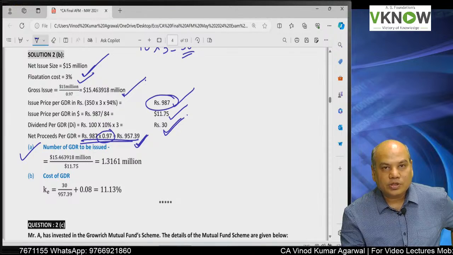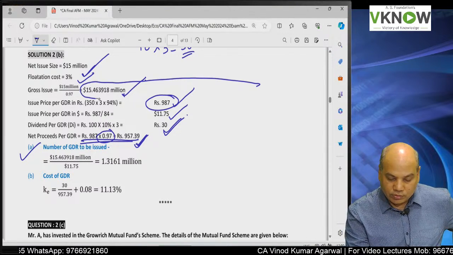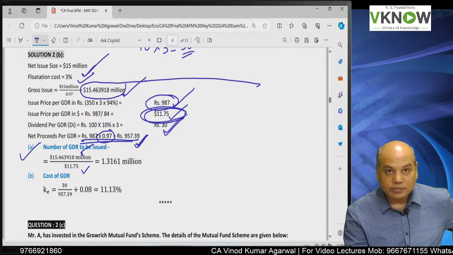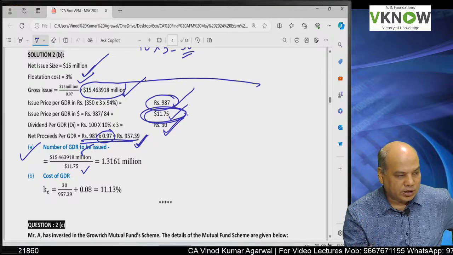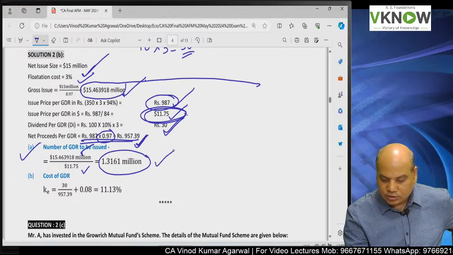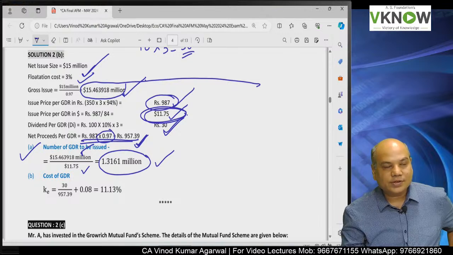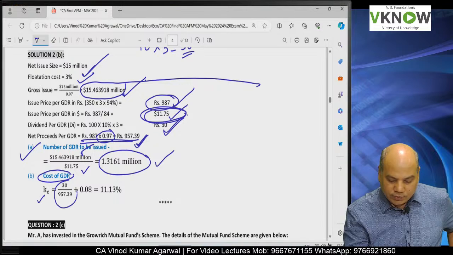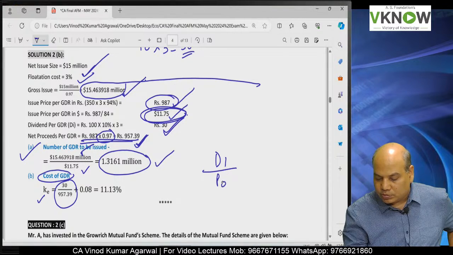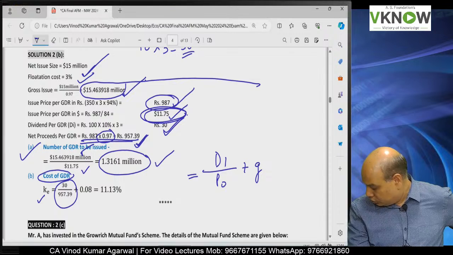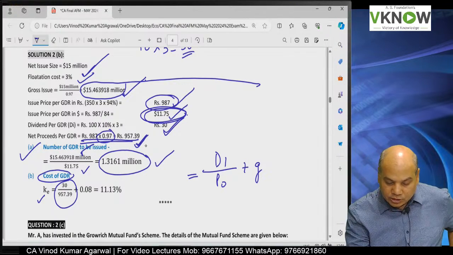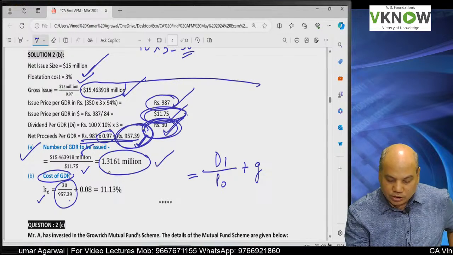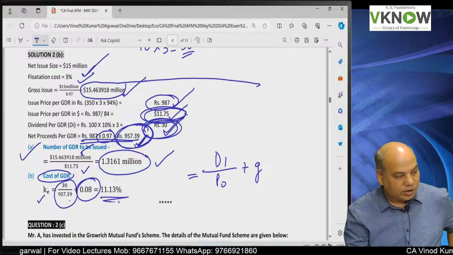Question 1. Number of GDR issued. This is your gross amount raised, and this 11.75 is your issue price per GDR. Therefore, please check the calculation. It comes to 1.3161 million GDR, and the cost of GDR will be the same formula which we used in the classroom, D1 upon P0 plus G. So the dividend would be 30 rupees calculated here. Net proceed 957.39, growth rate 8% is given. Please check the calculation.